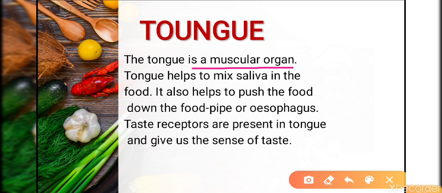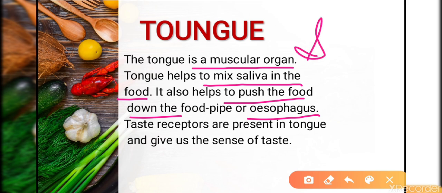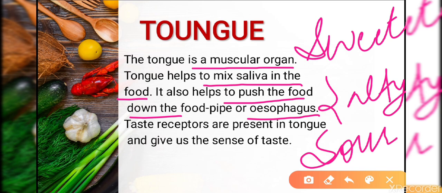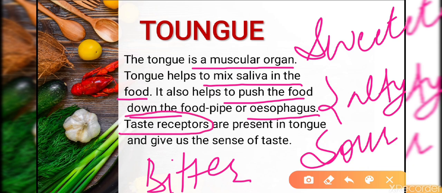Tongue is a muscular organ. It helps to mix saliva in the food and also helps to push the food down to the esophagus. Students, with the help of the tongue, we are able to identify different types of taste. For example, sweet, salty, sour, and bitter. And all this happens due to the presence of different taste receptors at different regions of the tongue.